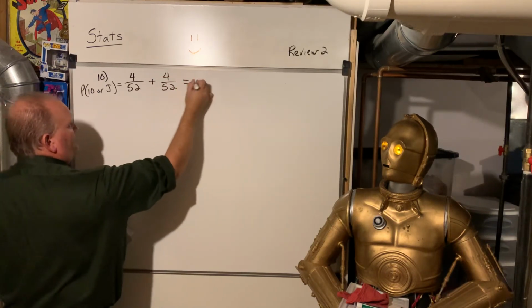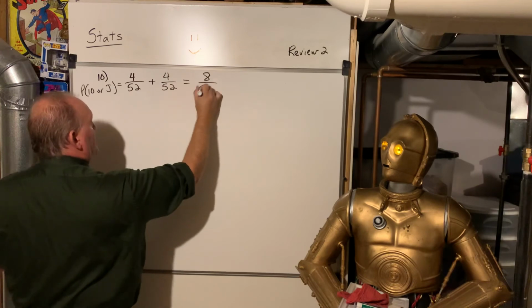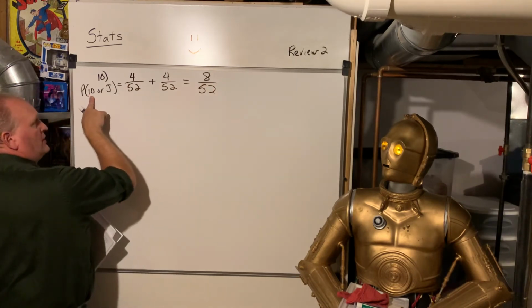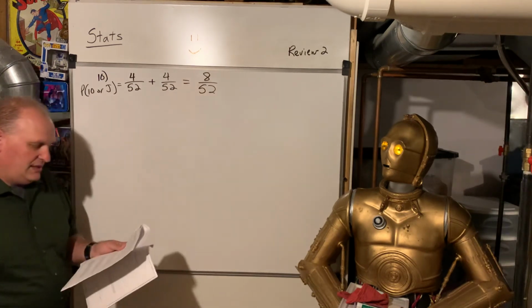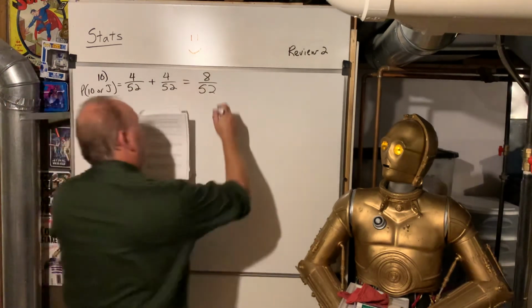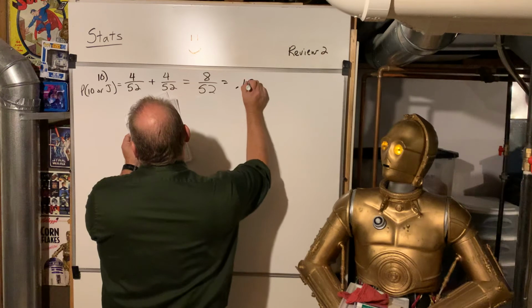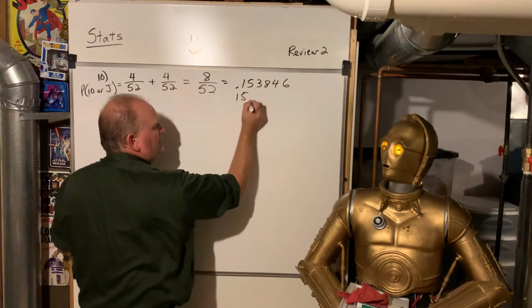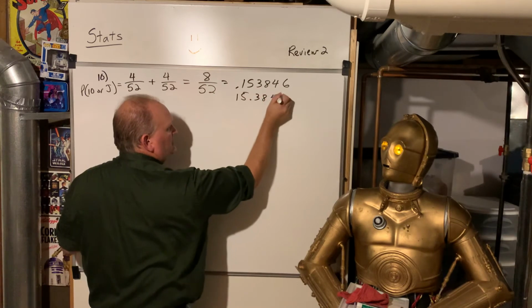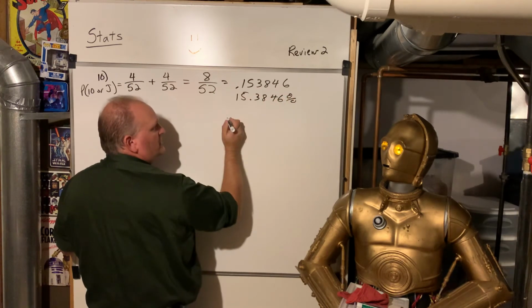And so 8/52. So again, if you didn't want to set it up like this, you could just say there's 4 of those and 4 of those. That's 8 total out of 52 cards. And then divide, and make it into 15.3846%, and then hundredths of a percent.